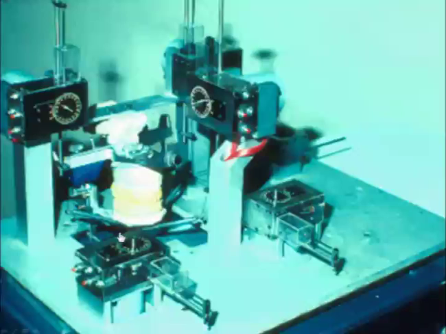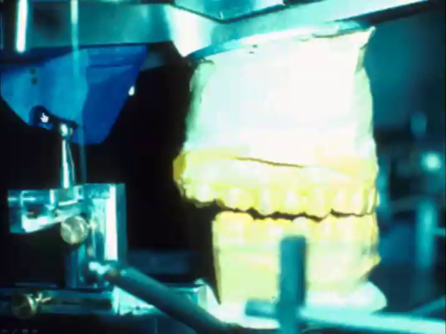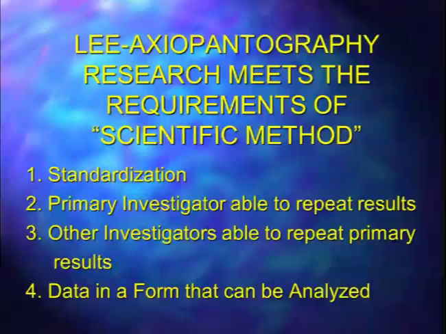Then they married the 2 systems together by mounting the articulator into the Gibbs Replicator, so that the Gibbs Replicator would then move the lower cast around so they could see if everything tracked the guide system the same as what my father recorded, which it did. So here we have 2 different researchers with 2 different instruments supporting each other's research. It also met scientific method where it was standardized. The primary investigator was able to repeat his results, other investigators were able to repeat the primary results, and the data was in a form that could be analyzed.